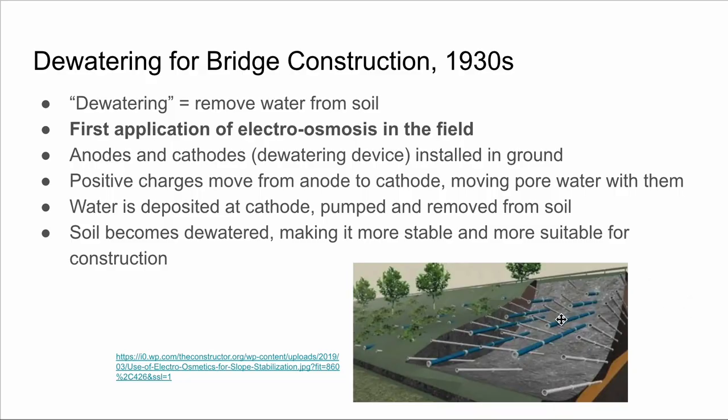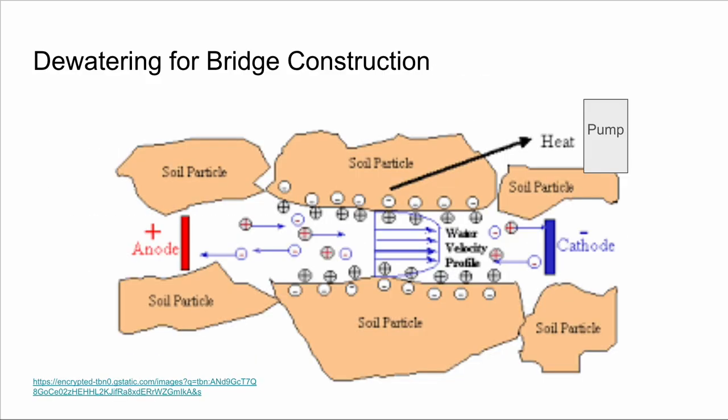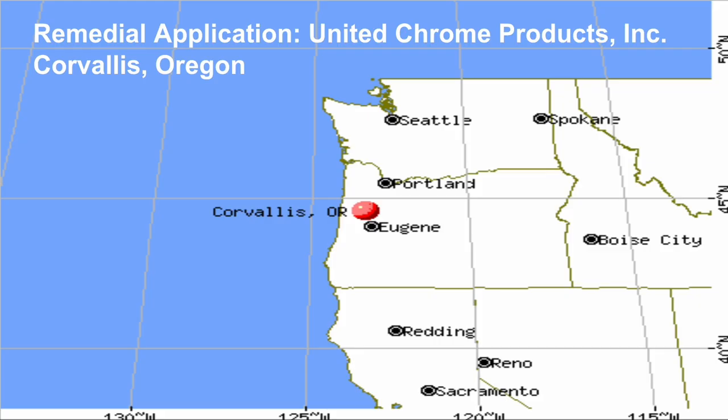As you can see in this picture, the blue pipes are cathodes, and it's removing the water from the structure. And then a detailed diagram of what's actually happening here is, as you can see, the positive particles are moving one way, the water is moving the same direction as the positive particles towards the cathode, whereas the negative particles are moving towards the anode, and when it gets to the cathode, it's going to get pumped out, I apologize.